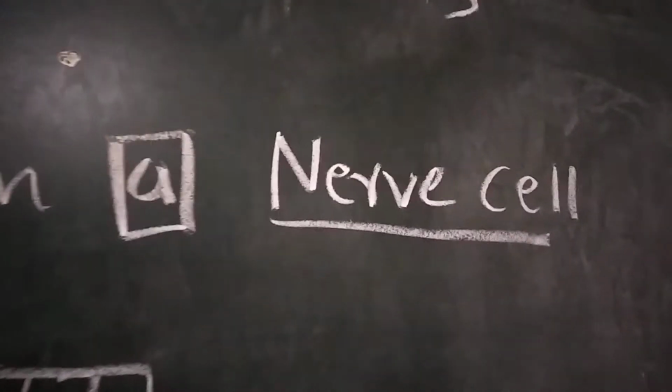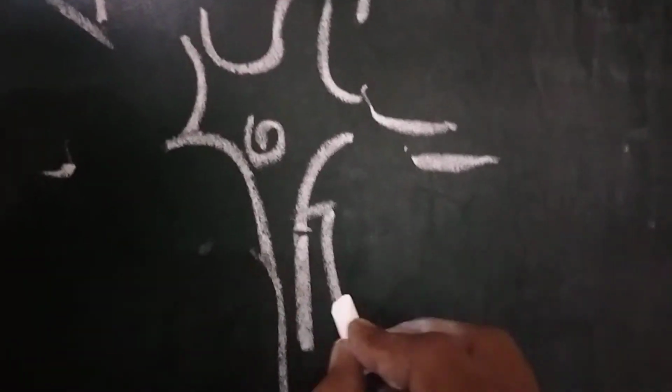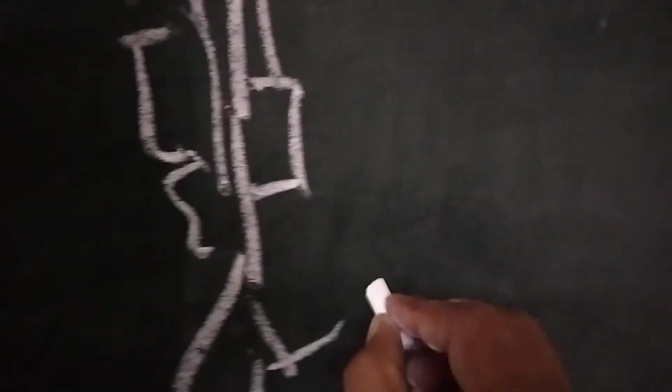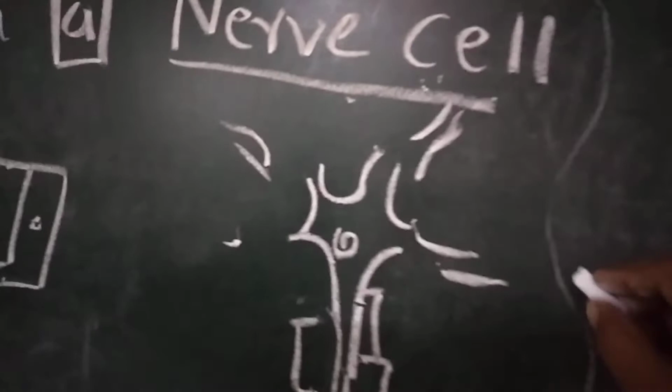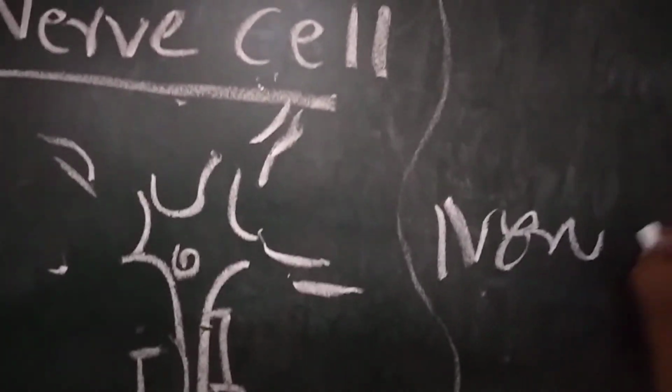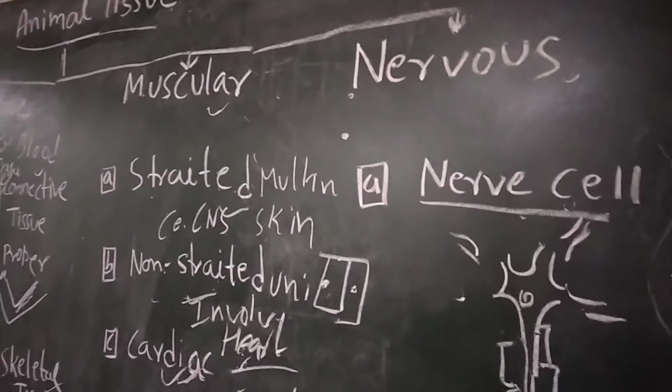Let's learn one more, nerve cell. Nerve cell is only one type of nervous tissue. Nerve cell, in short I can draw the diagram, that is the dendrites, that is called the cell body. Here it is covered with a number of myelin sheaths, and downside it is called the axon. So this nerve cell diagram you have to learn, that helps in sensation and controlling the nervous system of the human body. So these are the types of animal tissue.